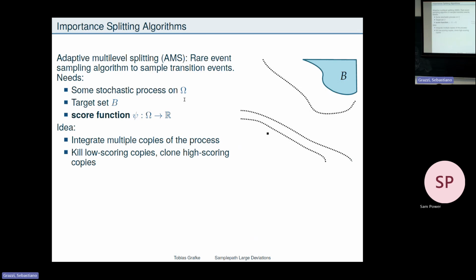And then the main idea of the algorithm is that I integrate multiple copies of my system, maybe 100 or maybe 1,000 copies of the same system, and then I kill low-scoring copies and I clone high-scoring copies, and I adjust the weight. So here's how it would look in practice.